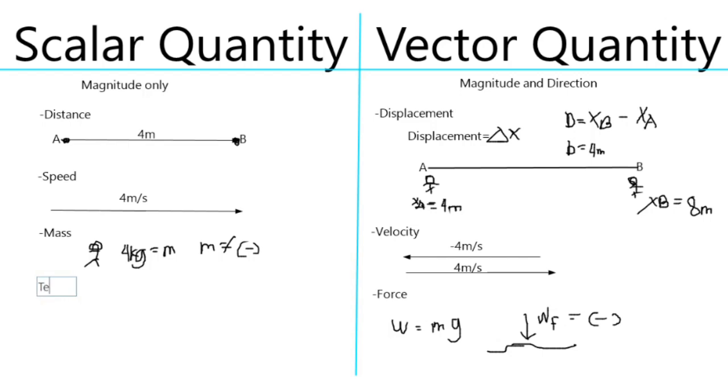Now let's have another example sa scalar quantity. Say temperature. Temperature is a scalar quantity, so no further explanation for that. We actually have another: volume is a scalar quantity. I think that's it. Those are examples of scalar and vector quantities.